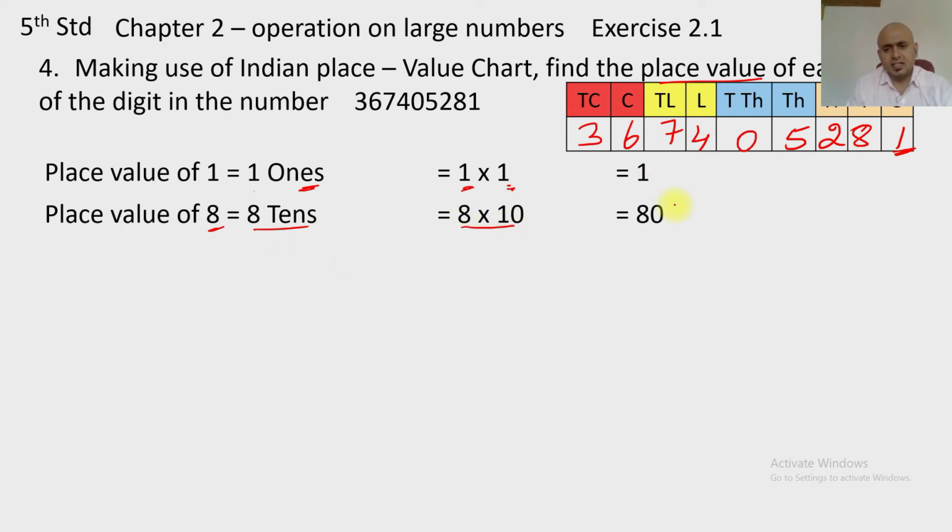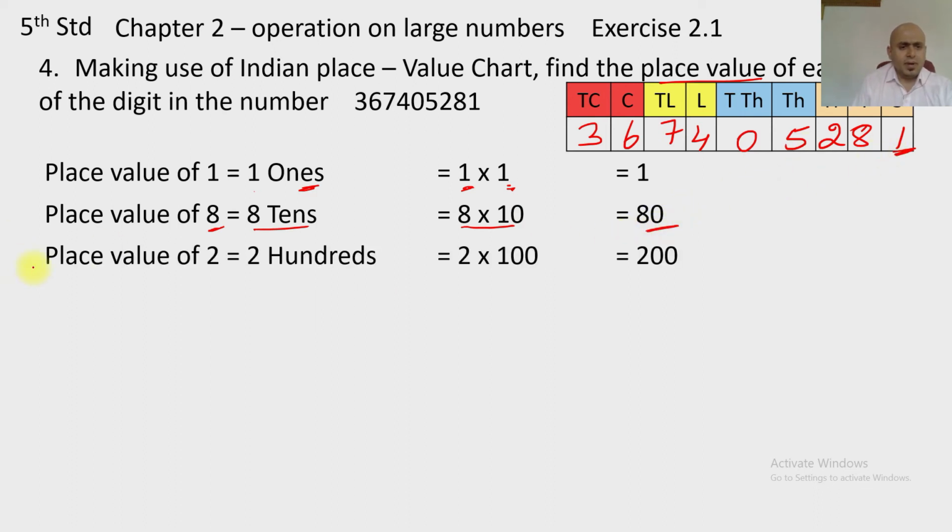8 into 10 is 80. The value of 8 is 80. Place value of 2. Which place is 2 in? 2 is in hundreds place. That is why you have to multiply 2 into 100. This 2 into 100 is 200. The value of 2 is 200.